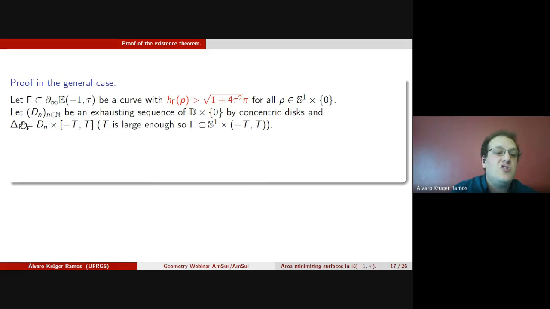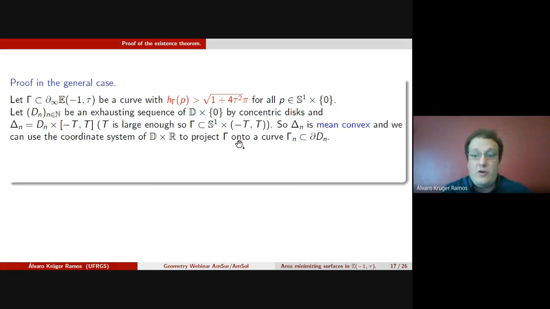These would be solid cylinders, D_n times [-t, t], where t is large enough so that gamma is contained in this open product neighborhood. Okay, so delta n is mean convex by simple reasons, and we can use the coordinate systems of this cylinder to project. We horizontally project gamma into each of these compact cylinders, and you find a curve gamma n in the boundary of delta n. There's a misprint here.